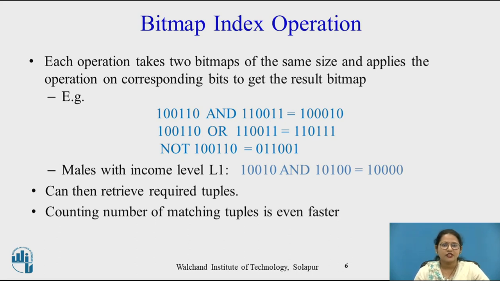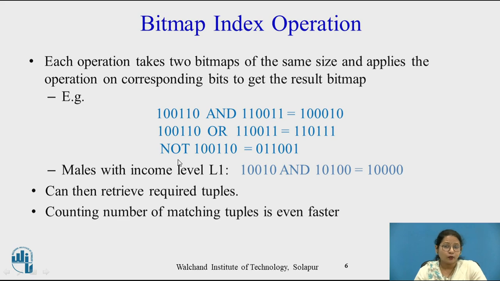So how does the operation take place? Each operation takes 2 bitmaps of the same size and applies the operation on the corresponding bits to get the result bitmap. For example, take 100110 and 110011. The AND gives 100010. Same for OR and NOT.